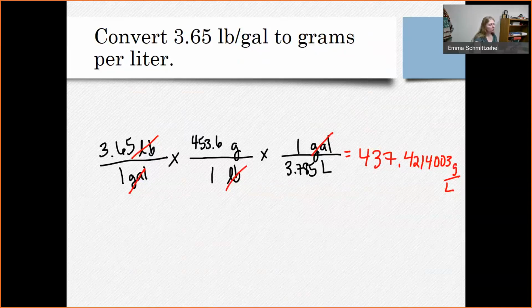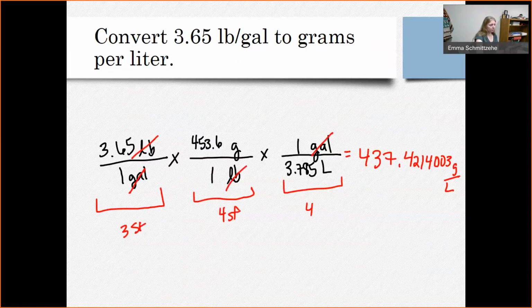Okay, and you're also really never told round to this many decimal places or round to this many sig figs. You're just supposed to know. So if we look at our sig figs, for this first one, we have 3 sig figs, right? The second one is 4 sig figs, and this one is 4 sig figs. So we're going to round to 3 sig figs in the end.